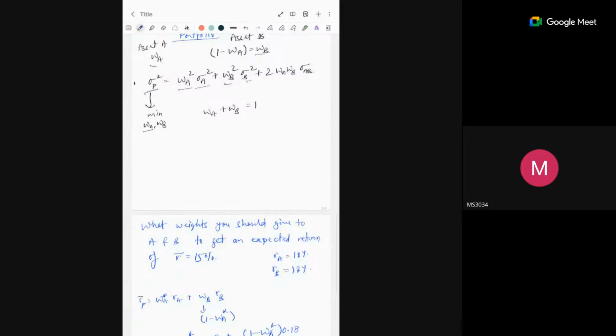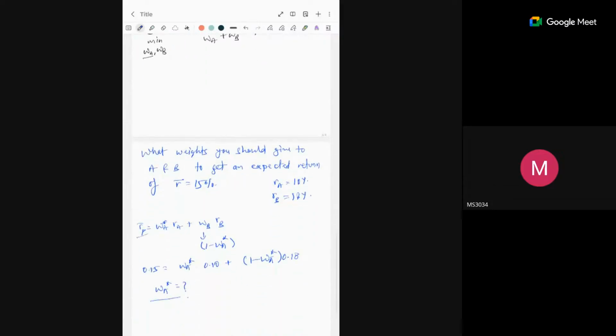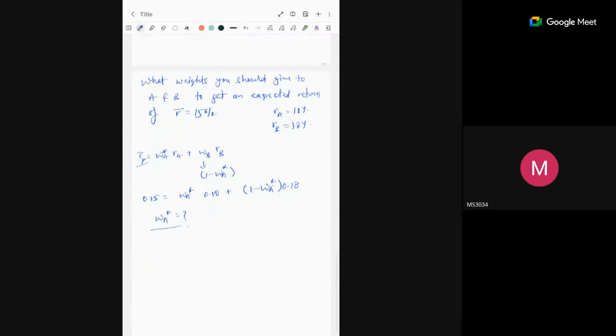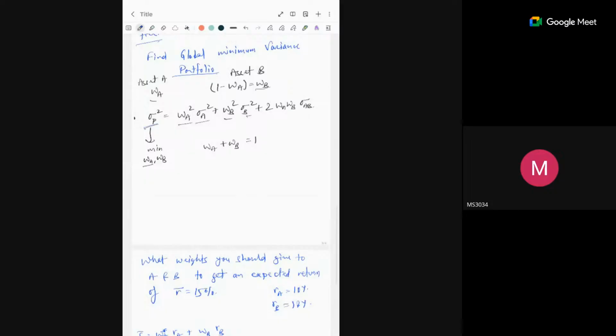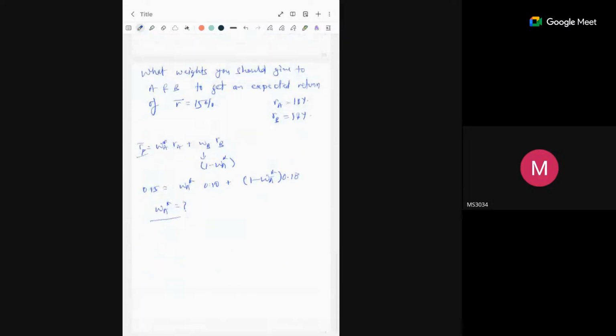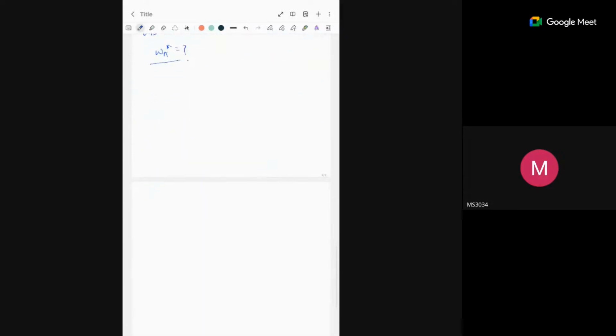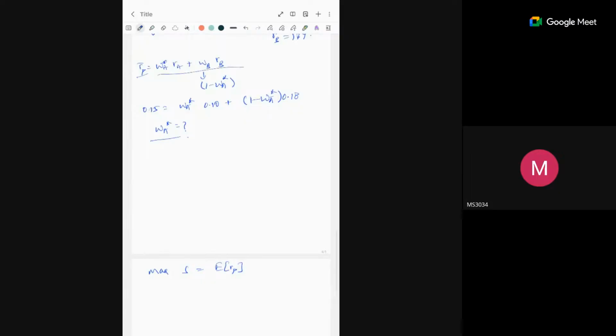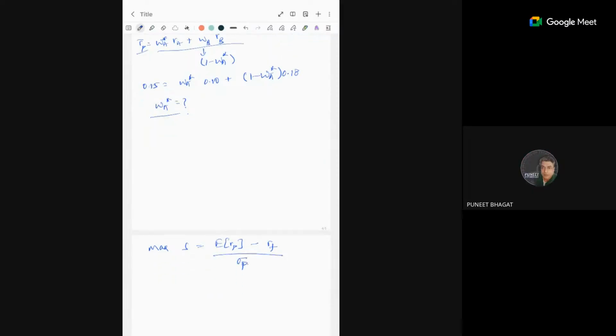Now you know the formula for calculating the portfolio variance and the expected return of the portfolio given the weights, and from the Markowitz model you can find the weights for the global minimum variance portfolio. To find the optimal risky portfolio, your objective would be to maximize the Sharpe ratio. The Sharpe ratio is your expected return from the portfolio minus the risk-free return, divided by the portfolio standard deviation.